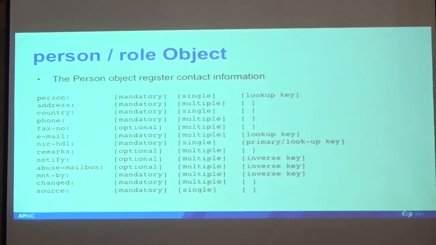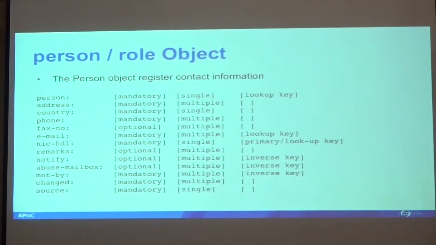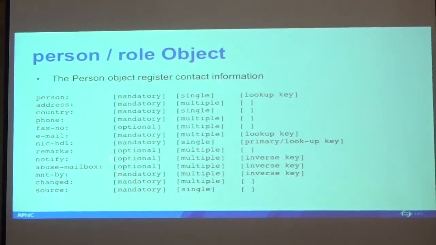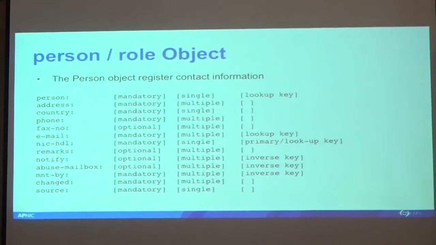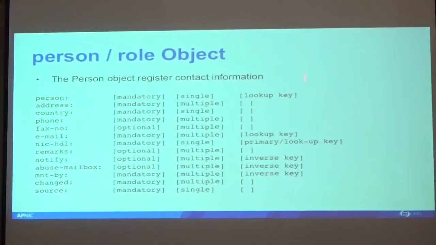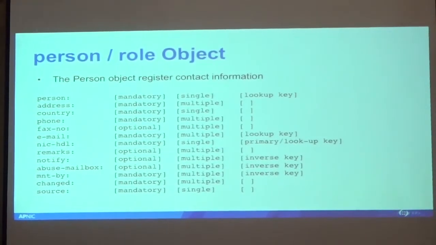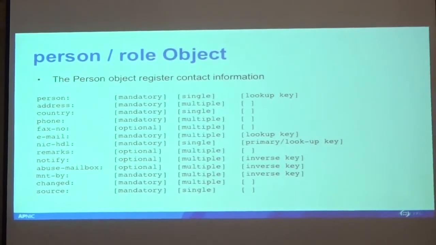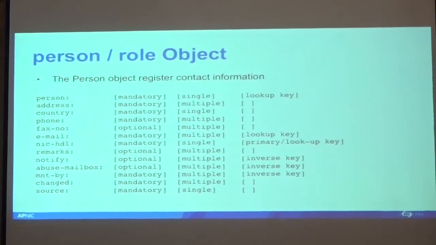I'll go through quickly on some of the objects and some examples. To have a complete list of these attributes and what values you can put in there, you can check the APNIC website. You can also see there if it's a key value, if it's a primary lookup key value, if it's mandatory or optional fields.